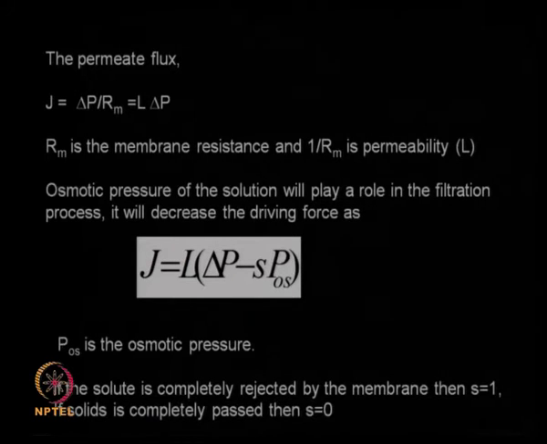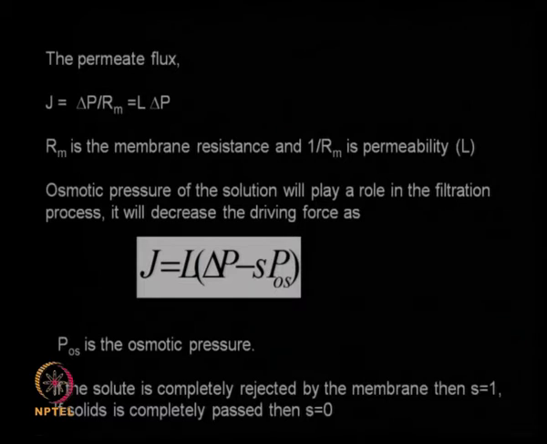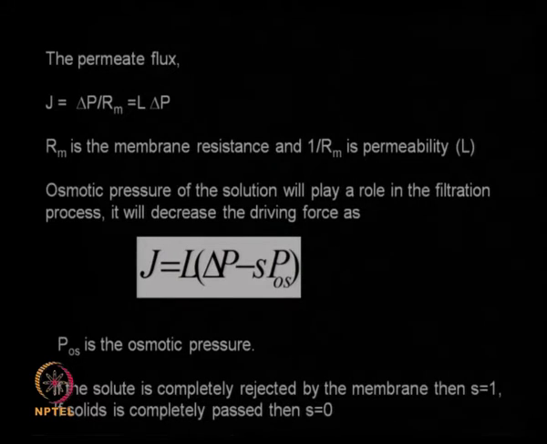Okay. So, if S is equal to 1, that means completely rejected. If S is equal to 0, that means the solid is completely passed. So, if S is equal to 0, what happens? You have only L into delta P. So, the osmotic pressure is not felt, whereas if S is equal to 1, you have delta P minus POS, which is osmotic pressure. So, maximum osmotic pressure is felt and the rate of filtration goes down. So, we will look at some problems on this later.